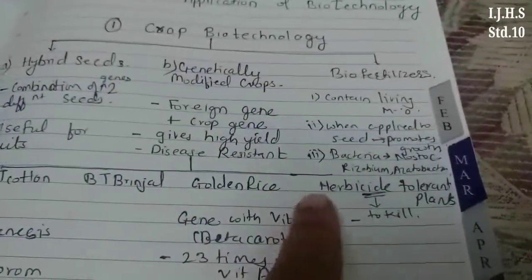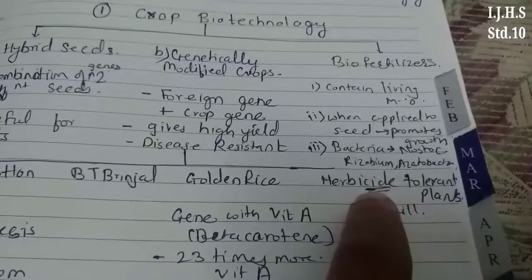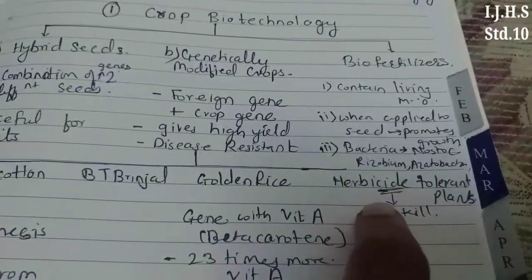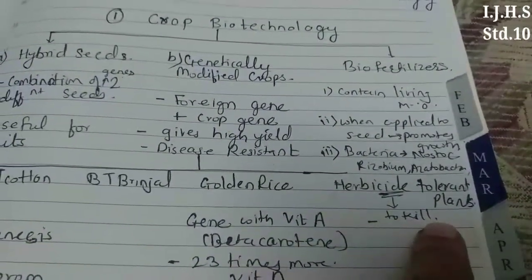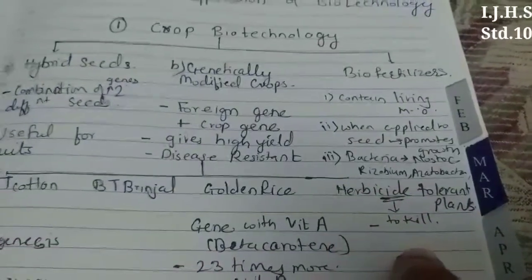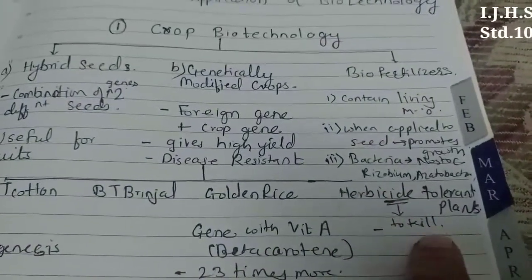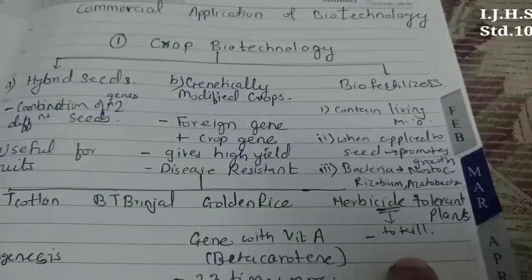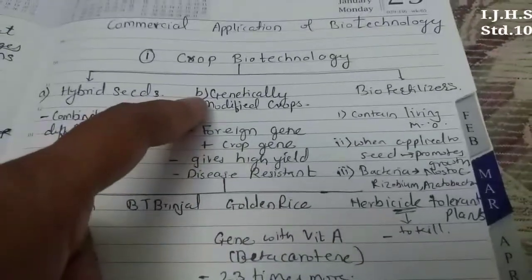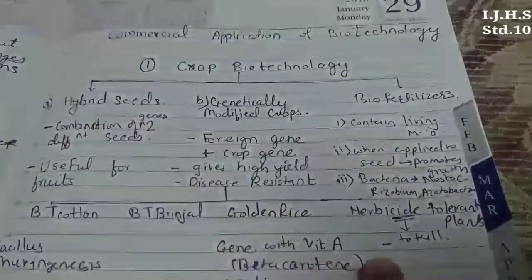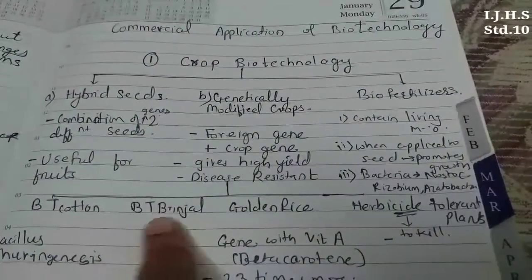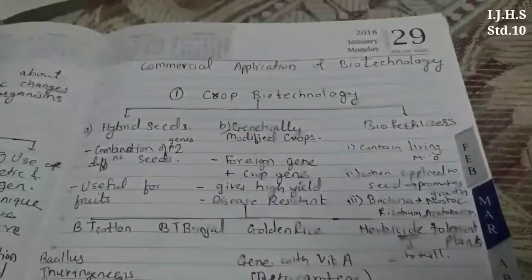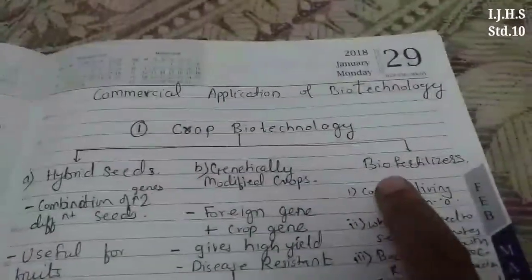Next is herbicide tolerant plant. Now here the word cide means to kill. Herbs means the unwanted grass or small herb plants which grow along with the crop. So these herbicides are sprayed on the crop plant to kill the unwanted grass. Got it? So in this way, these genetically modified crop plants are used in BT cotton, BT brinjal, golden rice and herbicide tolerant plant.